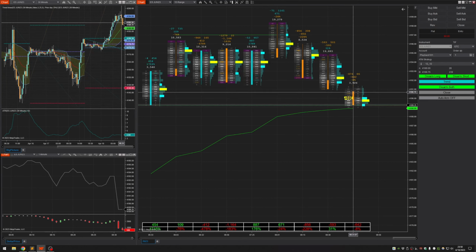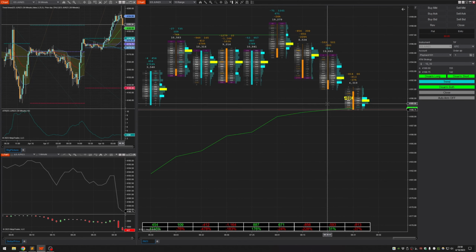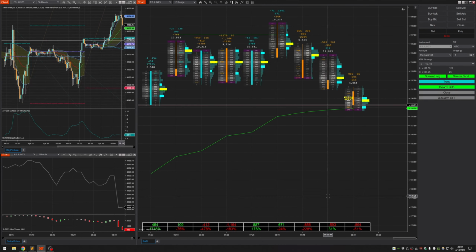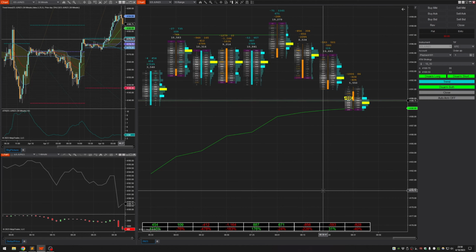Looks like we're getting some imbalances here, but not enough stack to get a fill. Negative delta increasing here, so I still feel good about being in trend mode.